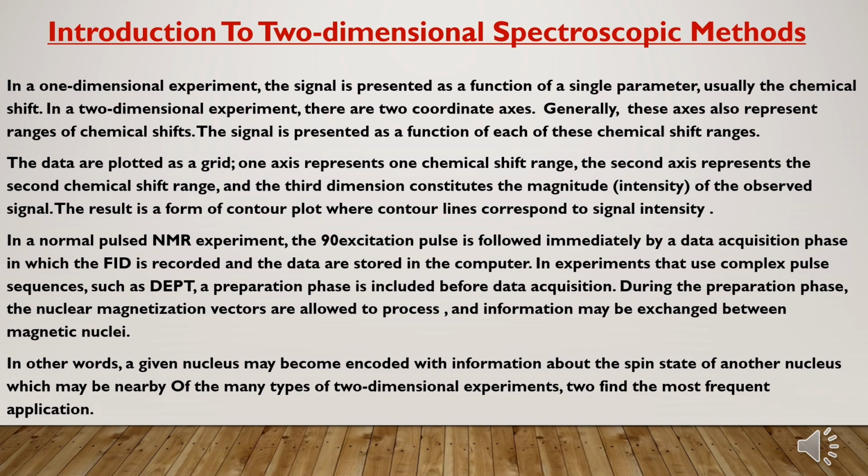During the preparation phase, the nuclear magnetization vectors are allowed to precess, and information may be exchanged between the magnetic nuclei. In other words, a given nucleus may become encoded with information about the spin state of another nucleus, which may be nearby. Of the many types of two-dimensional experiment, we find the most frequent application.